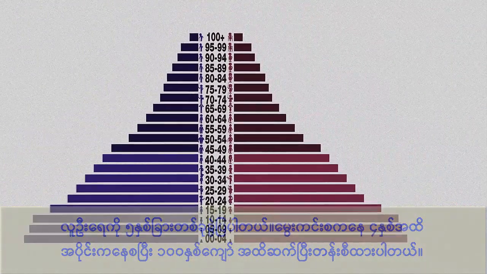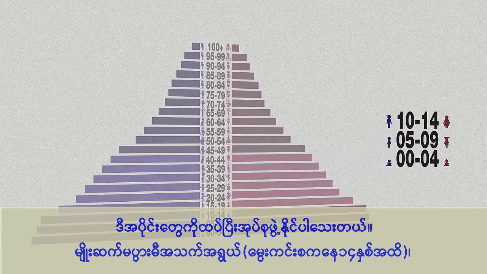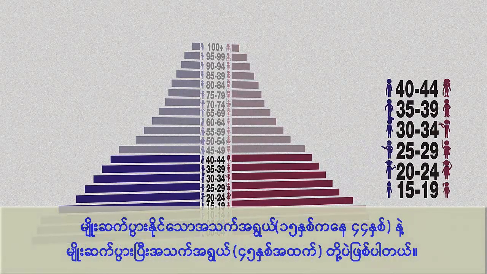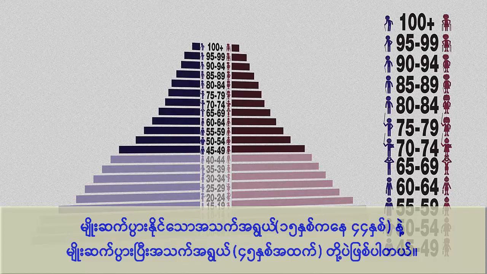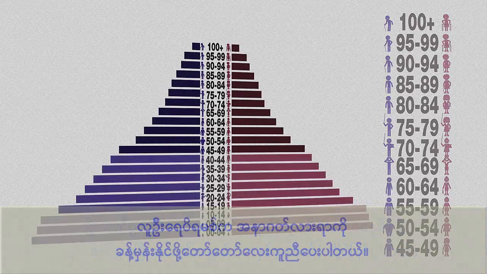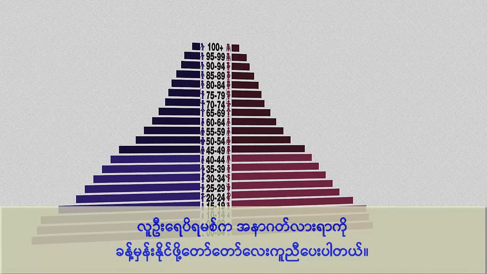and up. These intervals are grouped together into pre-reproductive, 0 to 14, reproductive, 15 to 44, and post-reproductive years, 45 and up. Such a population pyramid can be a powerful predictor of future population trends.